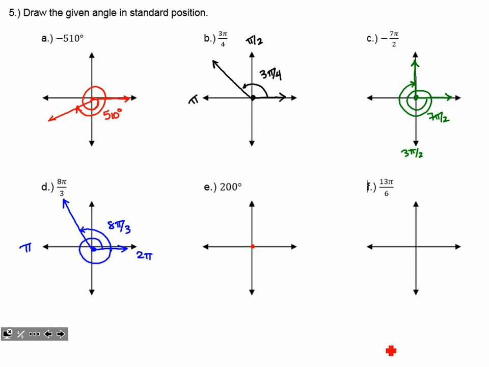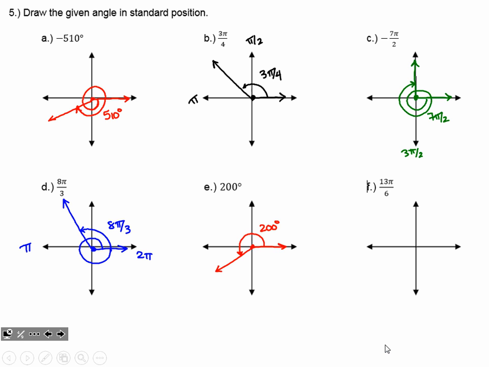Letter E, 200. Well, now we're back into degrees. I go 180 degrees and then 20 degrees further. I end up down in quadrant 3, and I'll label that. What I'm looking for when I'm grading these, are we getting to the correct quadrant, and are we making an accurate assessment, a good estimate on how far into that quadrant we are going to go?